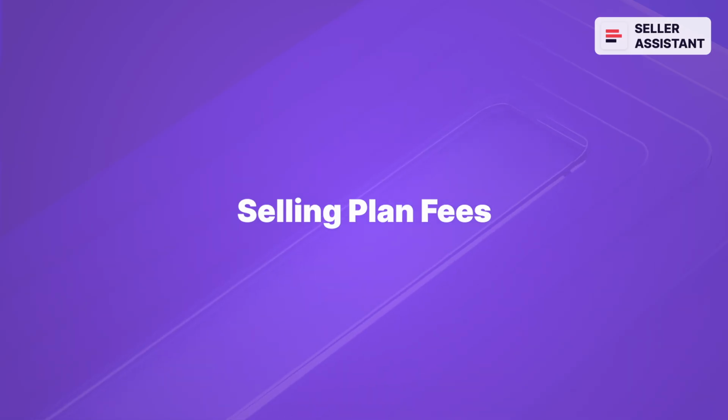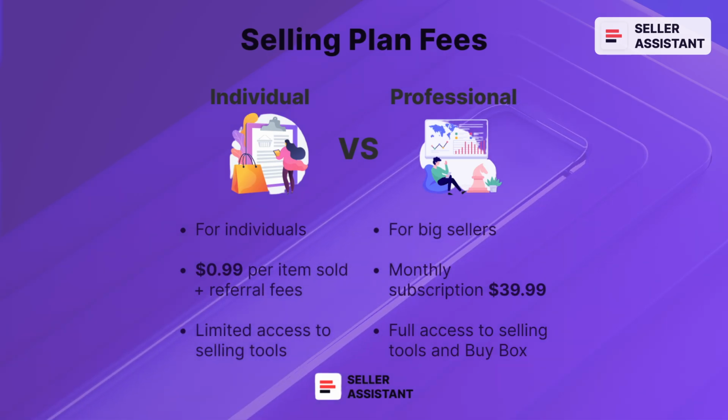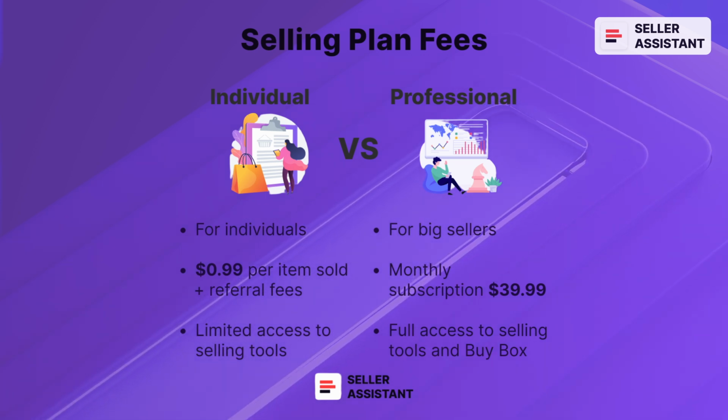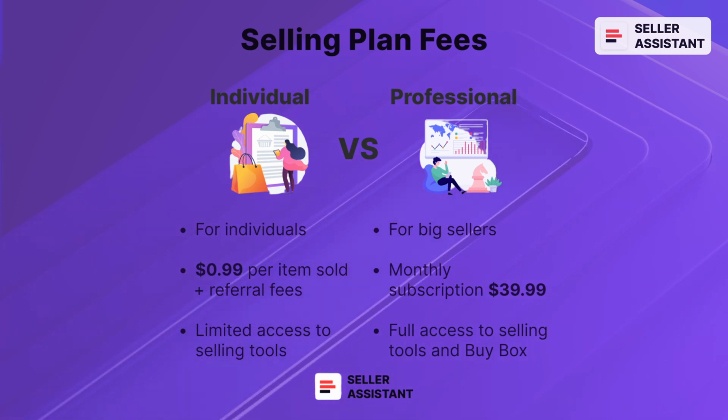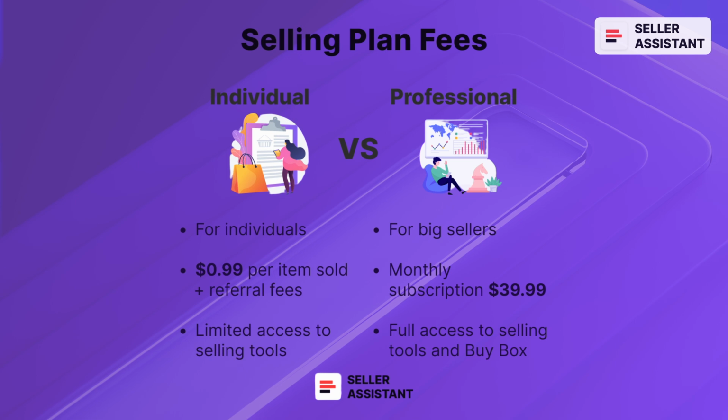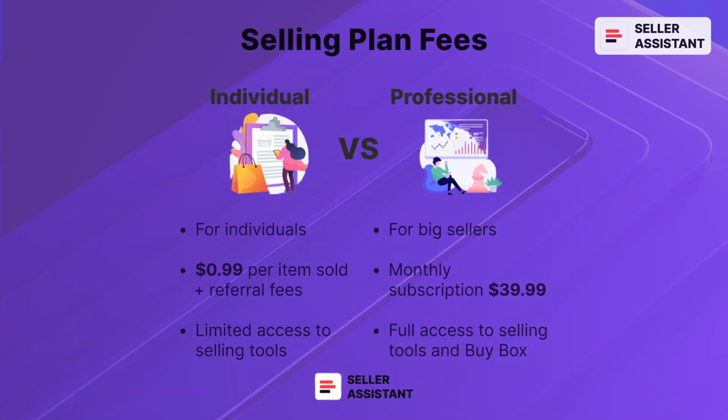Selling plan fees. There are two types of selling plans on Amazon, individual and professional selling plans. The individual plan costs 99 cents per unit sold, and the professional plan costs $39.99 per month, no matter how many units you sell. The professional plan will save you money if you sell more than 40 units a month.